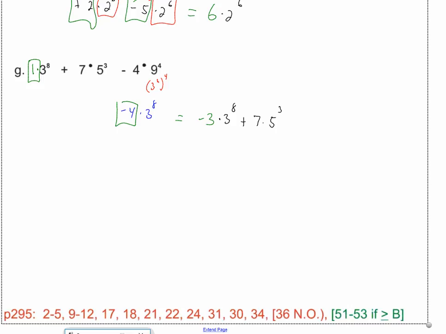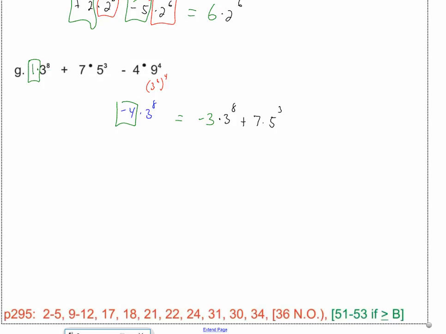Okay, so how about negative 3 times 3 to the 8th plus 7 times 5 to the 3rd, right? You can't do anything with the 5 to the 3rd. How many got that? Okay. Do you agree the 9 to the 4th is a 3 squared to the 4th, which is a 3 to the 8th? And the 3 to the 8th is a 1 times 3 to the 8th. 1 of them minus 4 of them is a negative 3 of them.